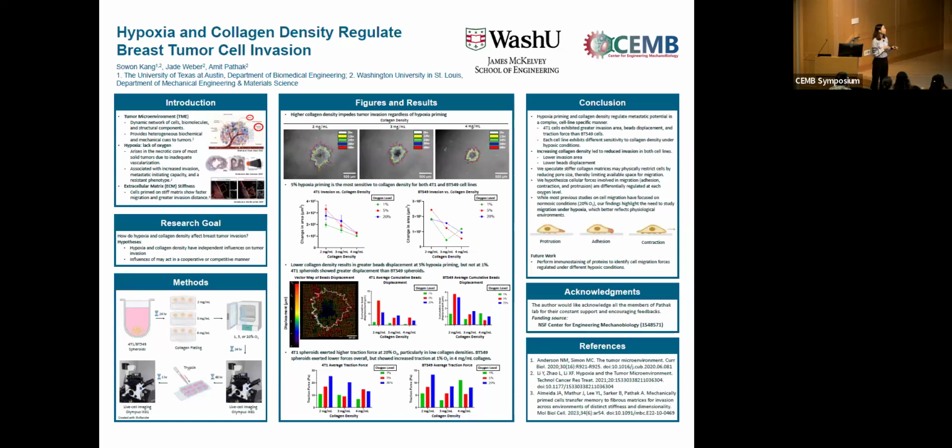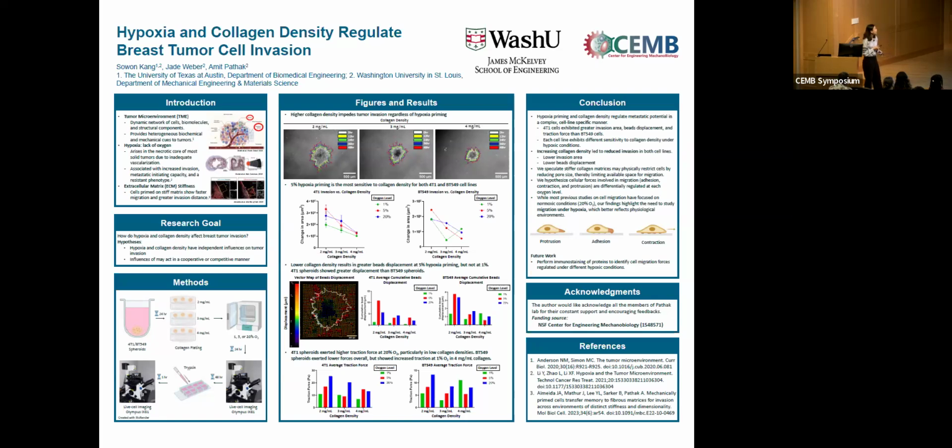After I traced this area, I quantified it and generated these 2 graphs for 4T1 change in area and BT549 change in area. From here, one thing to note was that 5% hypoxia priming was the most sensitive to collagen density for both cell lines. When I say sensitivity, I mean the difference between the 2 mg/ml and the 4 mg/ml. If you connect these 2 red dots and draw a line and find the slope, that would be the sensitivity. From this graph, the 5% hypoxia had the greatest sensitivity for 4T1, and that was also true for the BT549 cells.